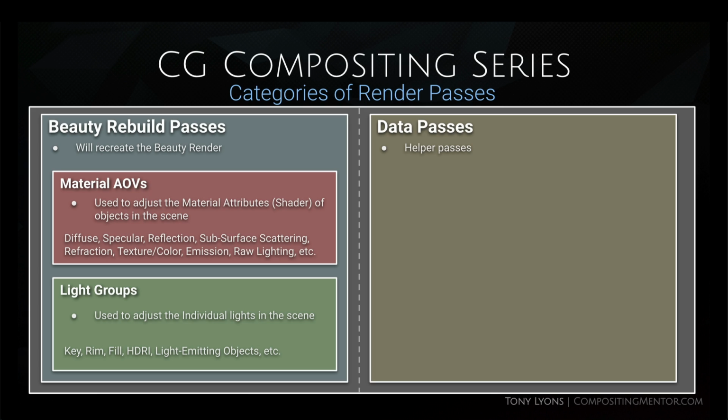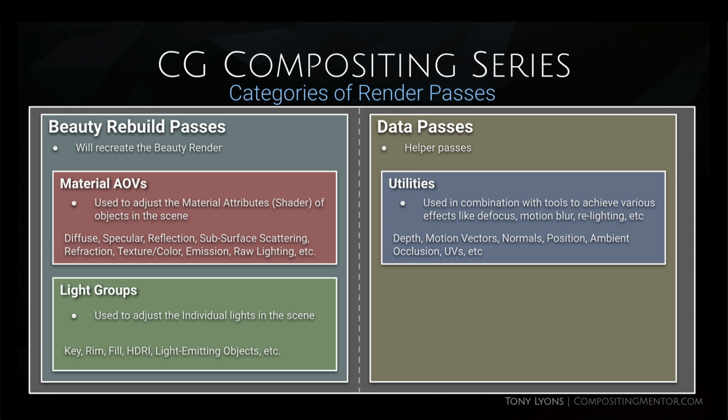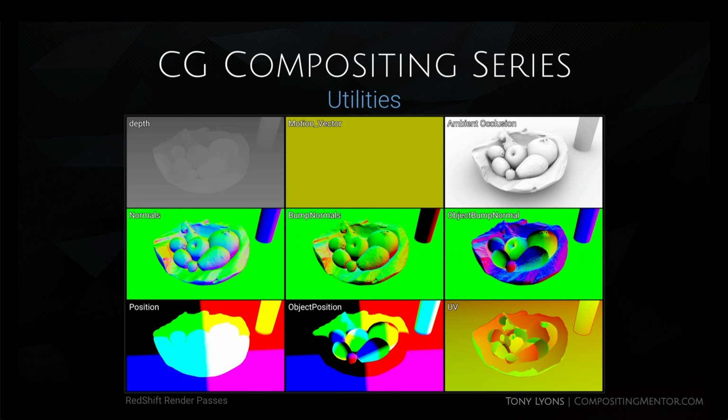On the data passes side, we have our third category, which is utilities. These are passes used in combination with other tools to achieve various effects like defocus, motion blur, relighting, etc. These passes might include depth, motion vectors, normals, position, ambient occlusion, UVs, etc. Here's a contact sheet of all the passes from the Redshift render that are in the utilities category.